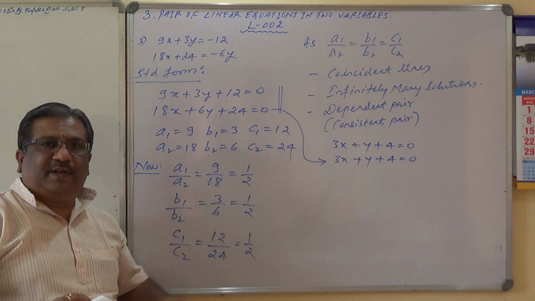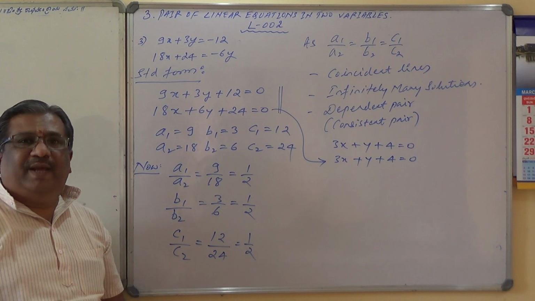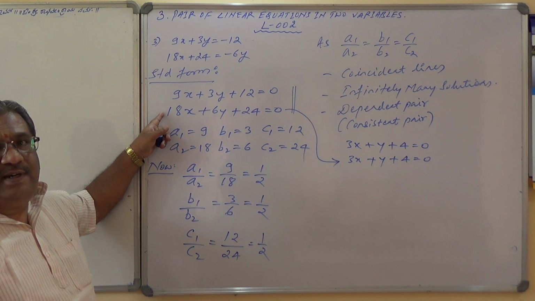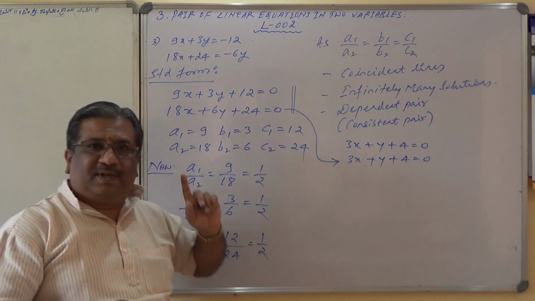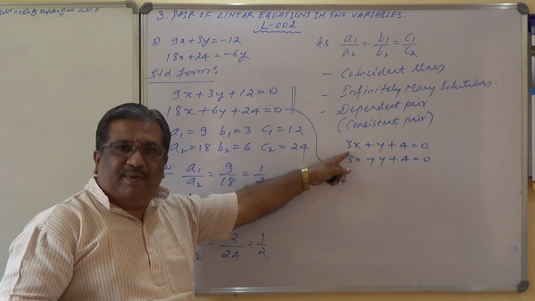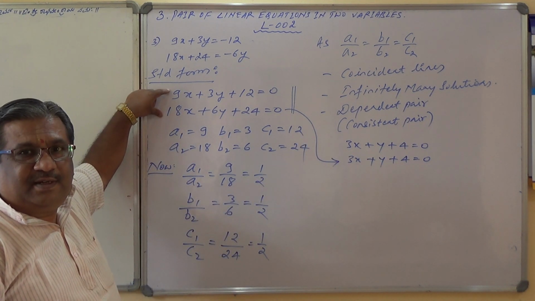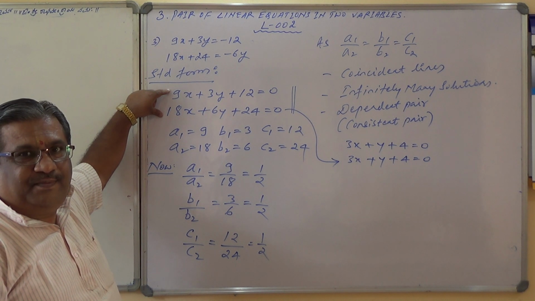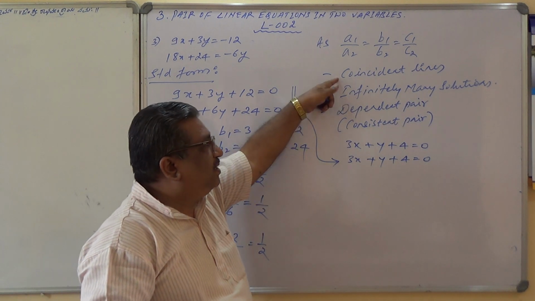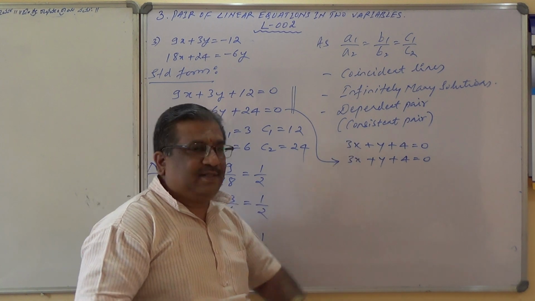So you will appreciate that these two equations are the same, which means these two equations are equivalent equations. Are you able to understand? After simplification, we are arriving at the same equation. Hence these two equations are called equivalent equations, and for equivalent equations, always the lines are coincident with infinitely many solutions, and the name is dependent pair or consistent pair.